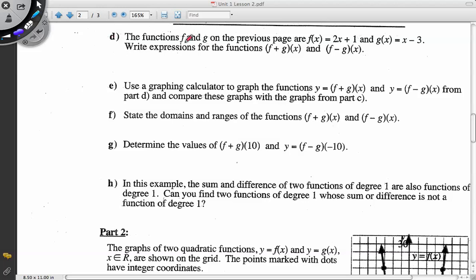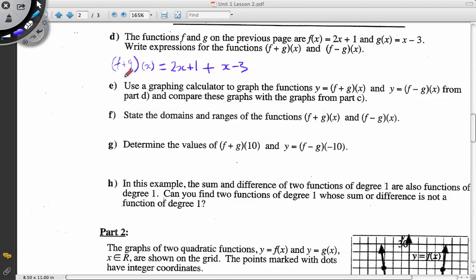Part D here tells us that functions f and g on the previous page are actually these two functions here. And it's asking us to write expressions for these functions. So it means I've got to add them together. So in other words, f plus g of x is adding 2x plus 1, that's f of x, and we're adding it to x minus 3, and x minus 3 is g of x.